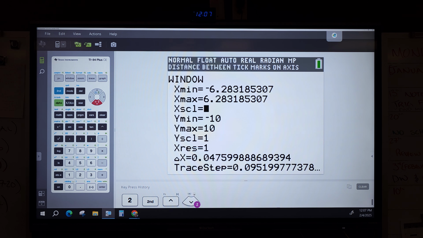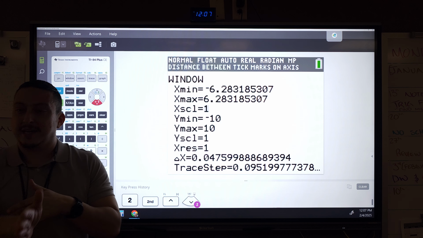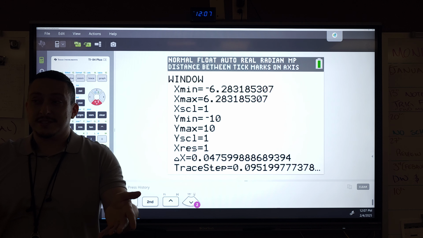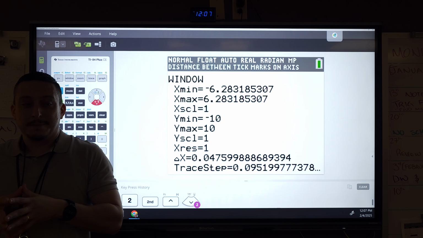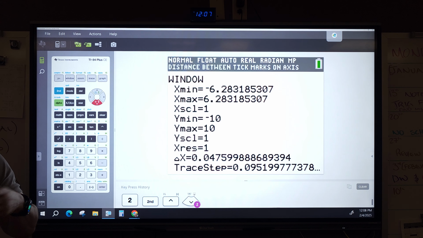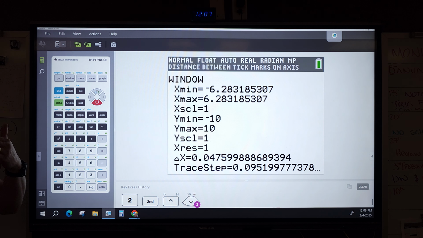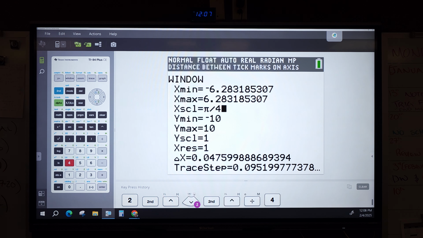Okay, and then what was each one of the dashes, what were we counting by? 45, which is what in radians? Pi over 4. Okay, so right here at X scale, we don't want it to count by ones, we want it to count by pi over 4.